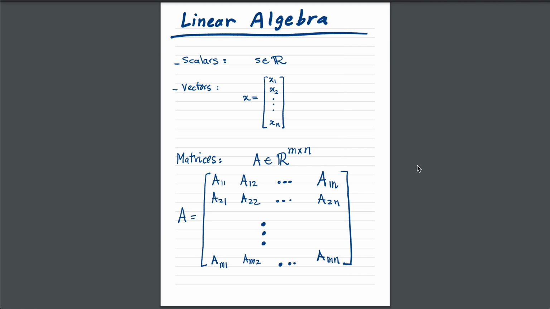So in linear algebra, there are several types of mathematical objects involved. Scalars, which is just a single number, and for example, s is a real number because we use R to indicate real numbers. We have vectors. A vector is an array of numbers, and typically when we refer to vectors, we refer to column vectors. So it's an array which has n rows, one column, and has n entries.